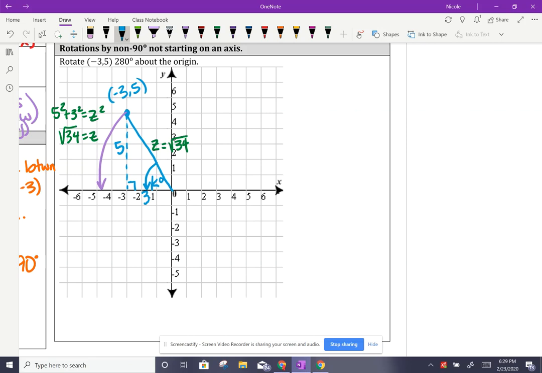We find it using inverse trig. So in order to avoid using that root 34 in my inverse trig, I'm going to use tangent because that gives me the opposite, which is 5, and the adjacent, which is 3. So I'm going to do inverse tangent, opposite 5 over 3, and that's going to equal my angle K. Now remember, your calculator needs to be in degree mode for this to actually work.